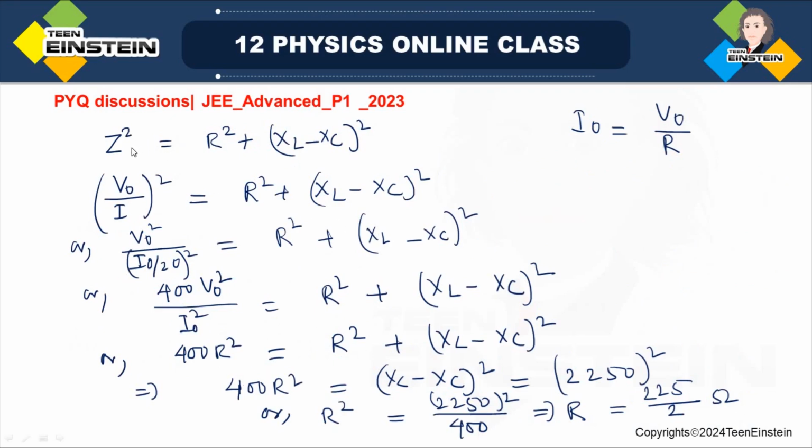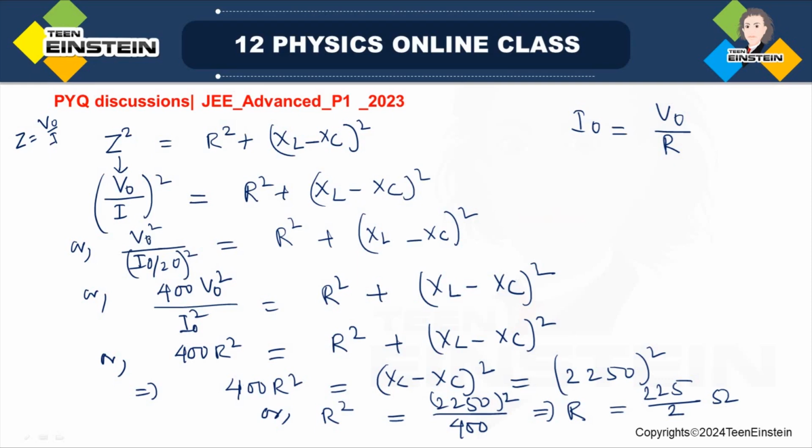Now let us go here. Let us write Z square, which means R square plus (XL minus XC) square, that is fine. Again, Z is equal to what? Z is equal to V by I, V naught by I. So that is what I have written here. From here to here, this is V naught by I, and the right hand side is written as it is.